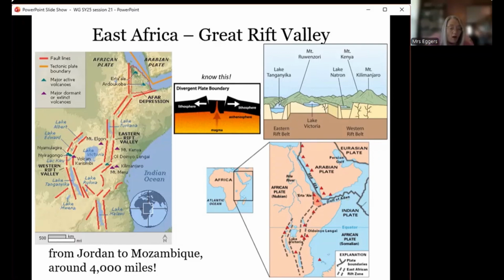So let's see. There are a lot of lakes. Some people call these the African Great Lakes. But you see a lot of lakes, you see a lot of volcanic activity. A couple that are active there, and then several that are either dormant or extinct. So if the plates are diverging, right, and you've got magma, so you may see volcanic activity there.